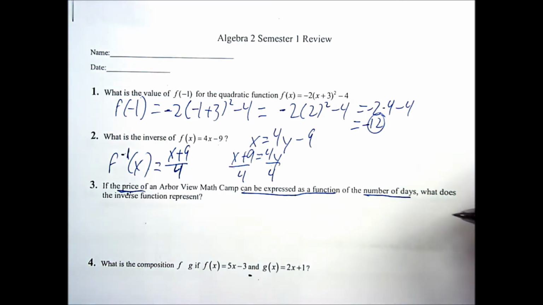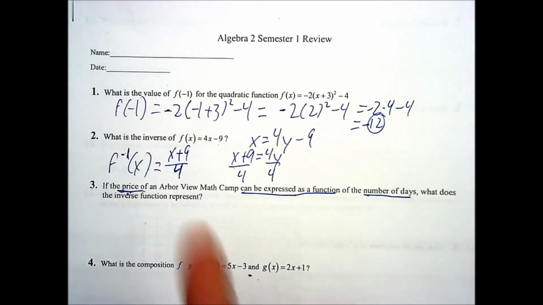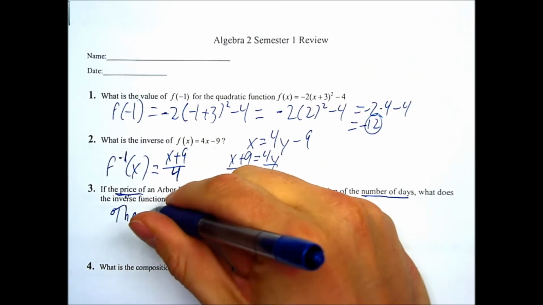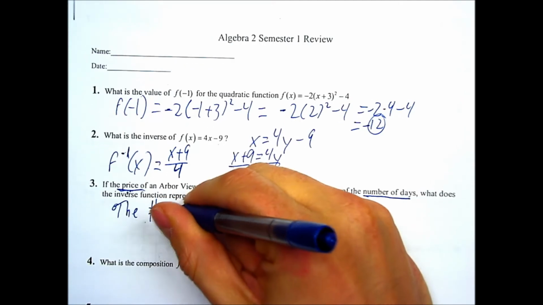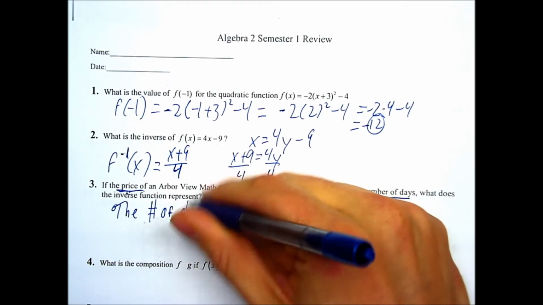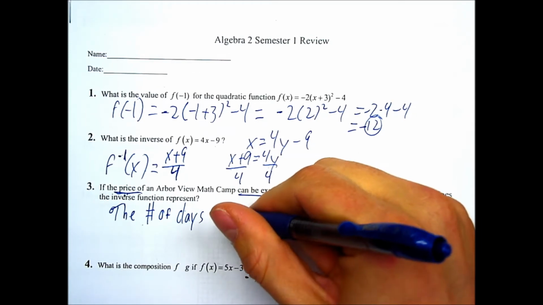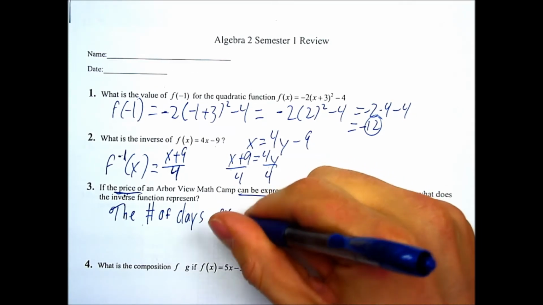For the inverse, we're going to switch the x and the y. In other words, we're going to put the number of days can be expressed as a function of price. Again, the test will be multiple choice. So you will be able to match this on the test with the wording. So number of days expressed as a function of price.